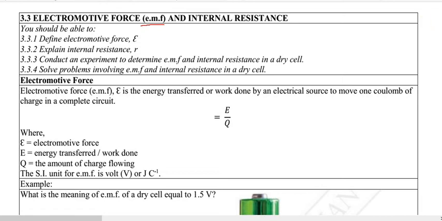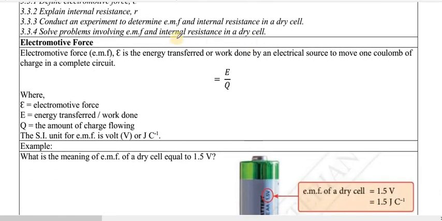So what is electromotive force? Previously we discussed a little bit what electromotive force is. Electromotive force or E.M.F., the symbol is epsilon. This is not a capital E, it's an epsilon. It is the energy transfer or work done by an electrical source to move 1 coulomb of charge in a complete circuit. So we can calculate the electromotive force.